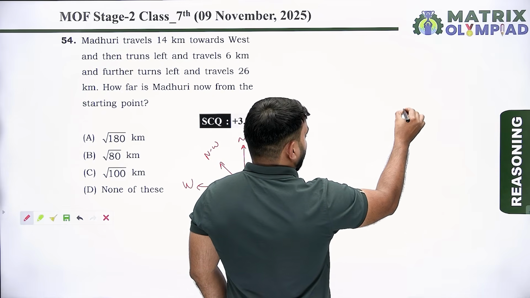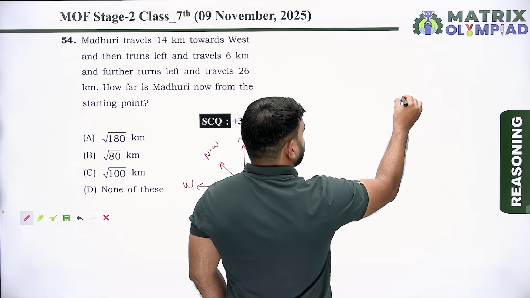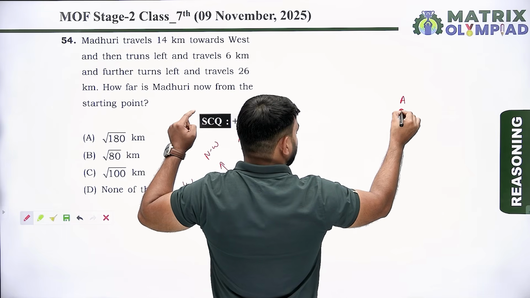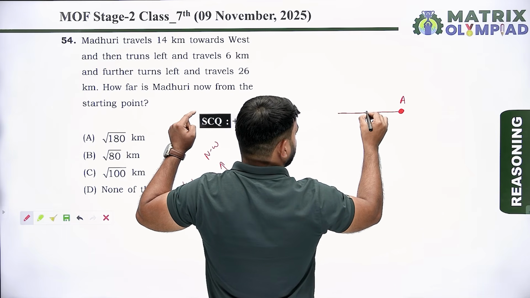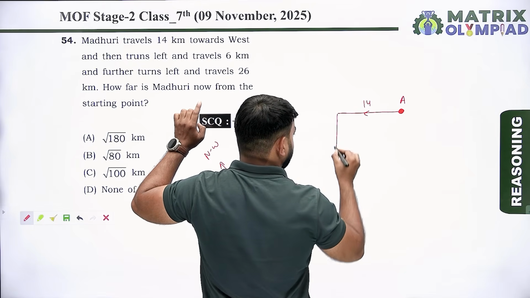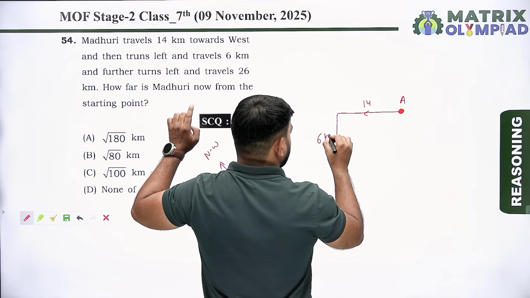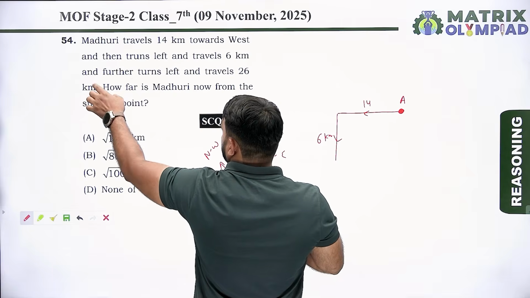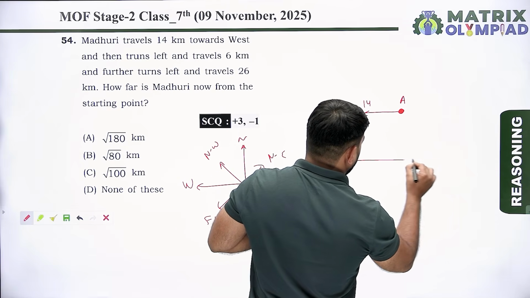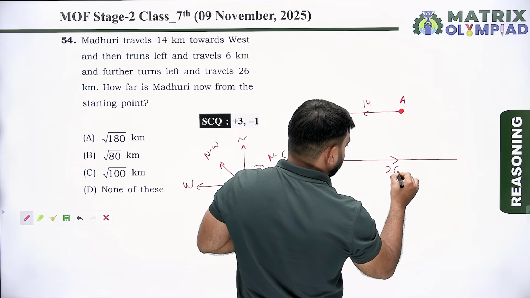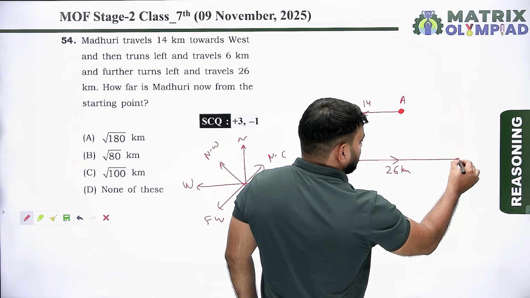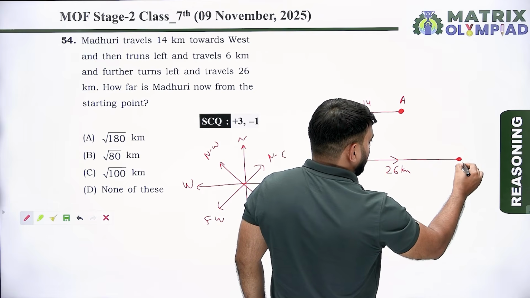Let's suppose A is the starting point of Madhuri. Now Madhuri travels 14 km towards west, and then turns left and goes for 6 km. Further she turns left and goes for 26 km. Let's suppose B is the final point of Madhuri.